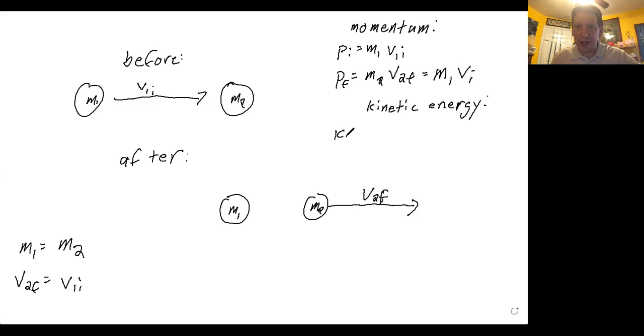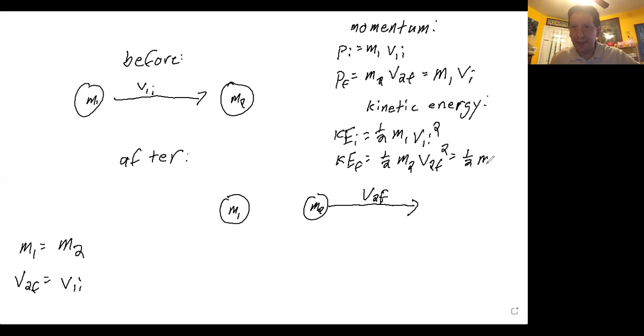Well, the initial kinetic energy is equal to 1/2 m1 v1i squared. And the final kinetic energy is equal to 1/2 m2 v2f squared. But we already know that m2 is equal to m1 and v2f is equal to v1i. So again, kinetic energy is indeed conserved in this type of collision. So basically, we're showing that this is an example of an elastic collision. And like I said, in the lab experiment, you will be able to observe that.